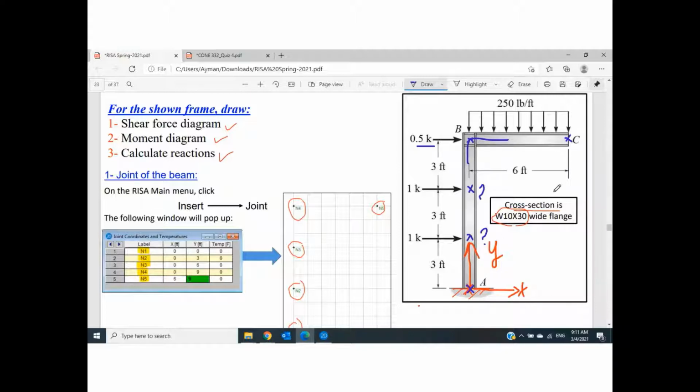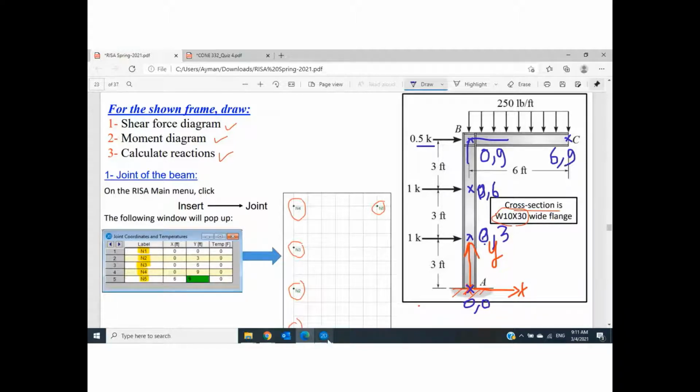Can you tell me what is the coordinate of point A? 0x, 0y. What is the coordinate of this point? 0x, 3y. What is the coordinate of this node? 0x, 6y. What is the coordinate of this point? 0x and 9. What is the coordinate of this point? 6x and 9.